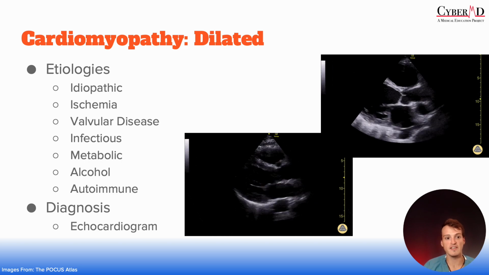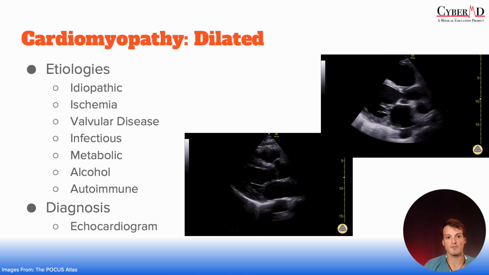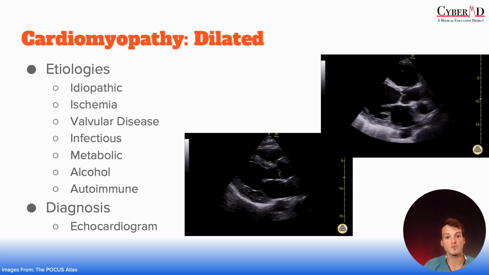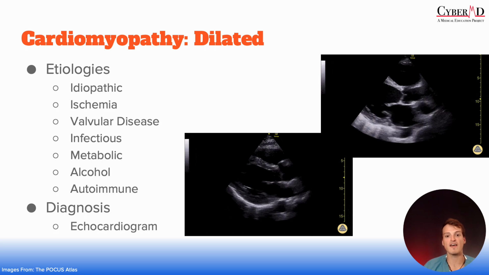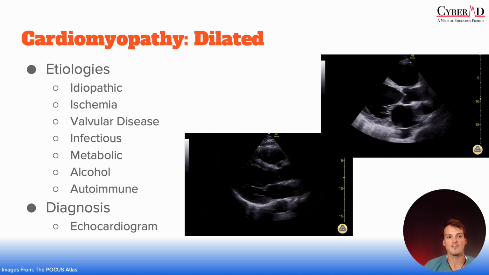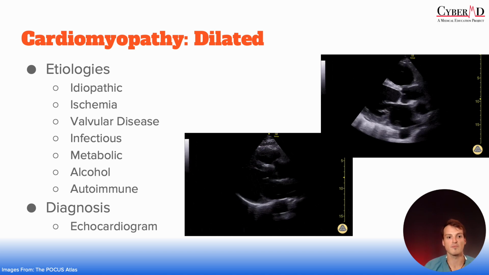There's a lot of different etiologies listed on the slide here, but typically for dilated cardiomyopathy, the etiology is idiopathic, meaning we don't know what causes it. These patients just present with it. However, sometimes we do know the cause. There's infectious agents. There's ischemia. Heart attacks can cause this. There's valvular diseases. This regurgitation can cause this dilated cardiomyopathy.